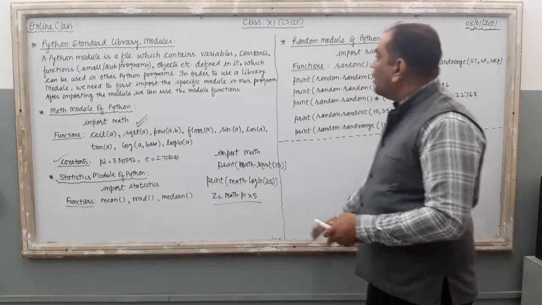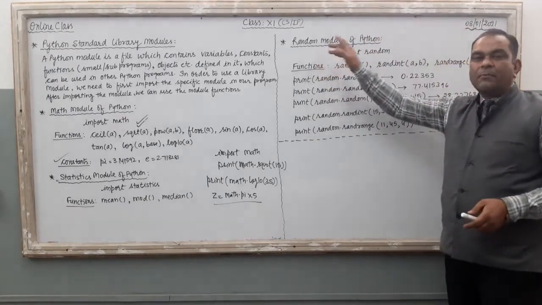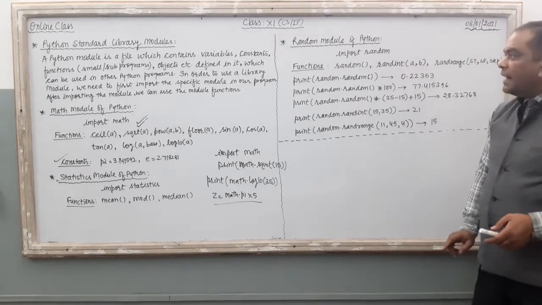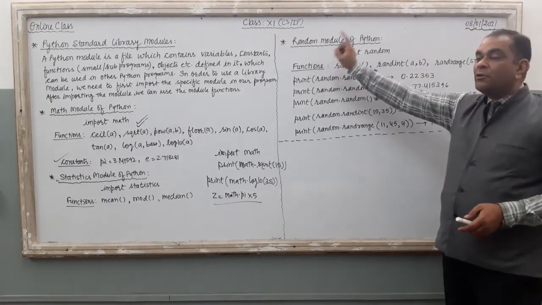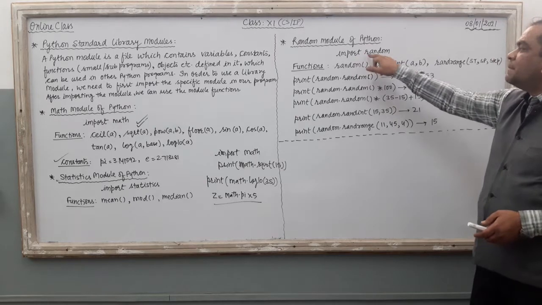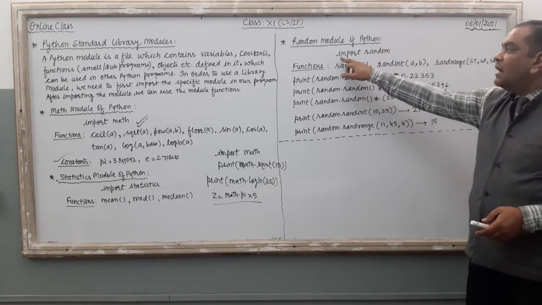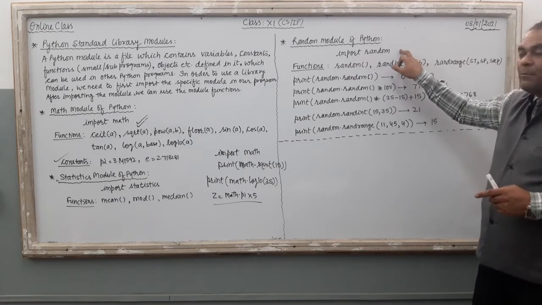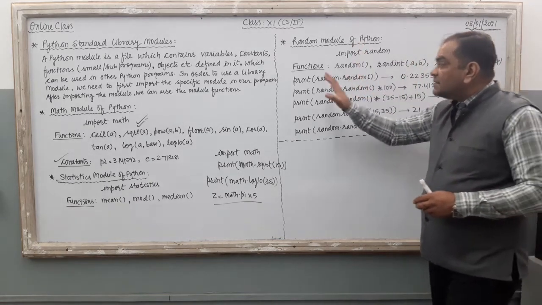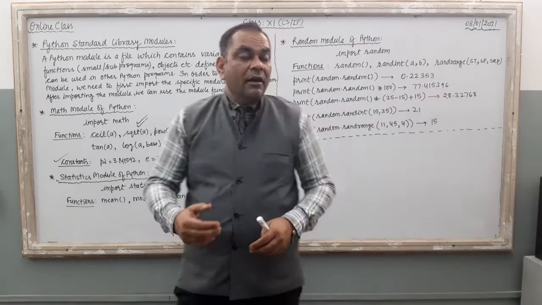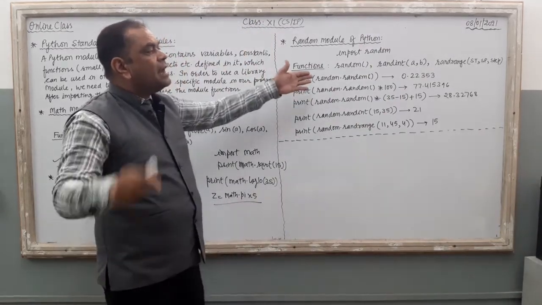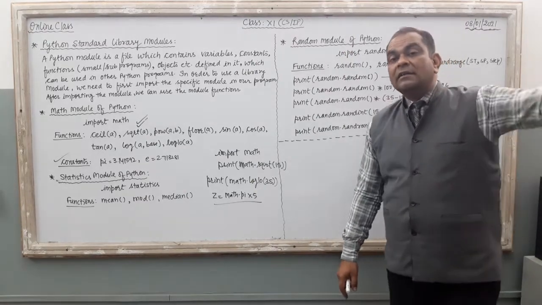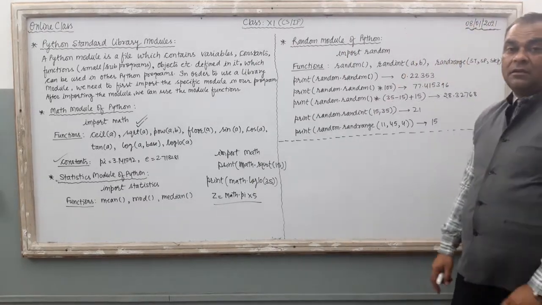Now, the third important module of Python is known as the random module. If you want to import this module, your statement should be import random, right? All the letters are in lowercase. Just see the statement properly. Now in this random module, three very important functions are there, and these functions are also included in the class 12 syllabus.